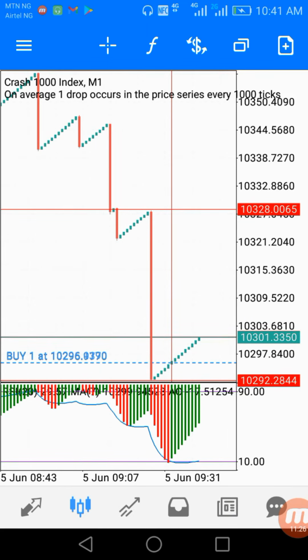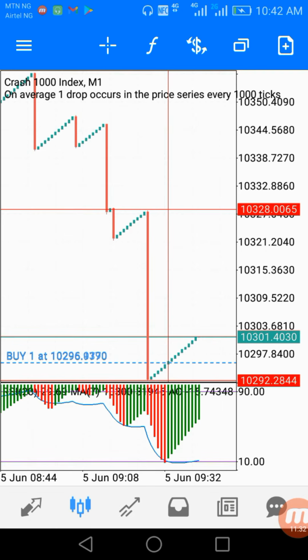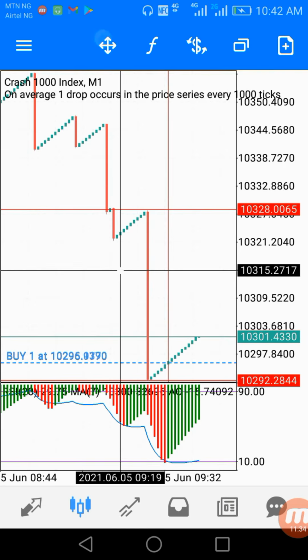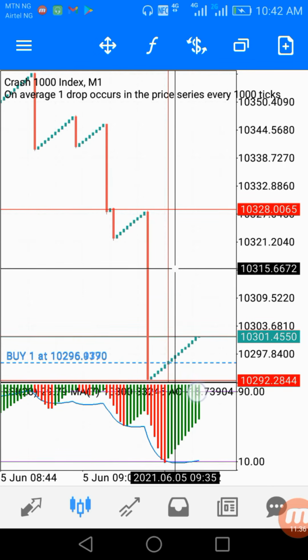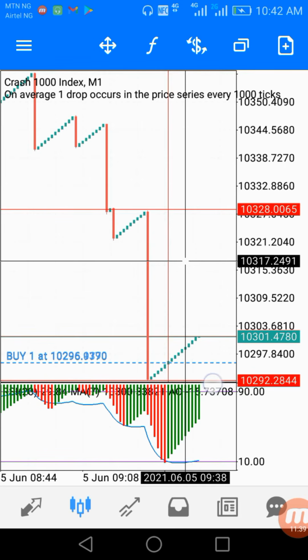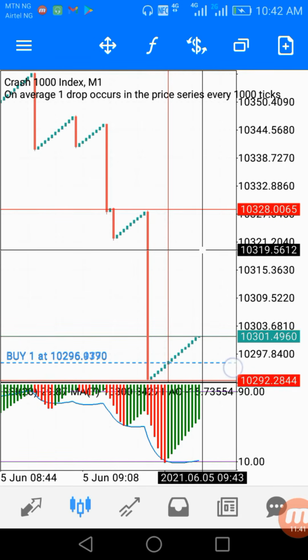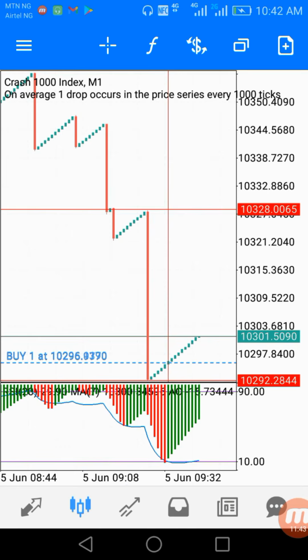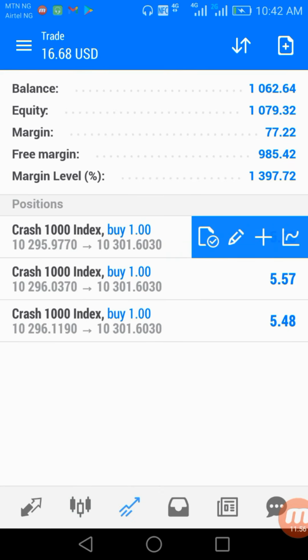Another thing I want to say about this strategy now is, please, let's count. 1, 2, 3, 4, 5, 6, 7, 8, 9, 10. So at the close of this candlestick, we're going to close our trade. We're in deep profits already. Okay, now let's just continue. Immediately this candlestick closes. In fact, let's just close so that I'll concentrate and give you what I wanted to say.